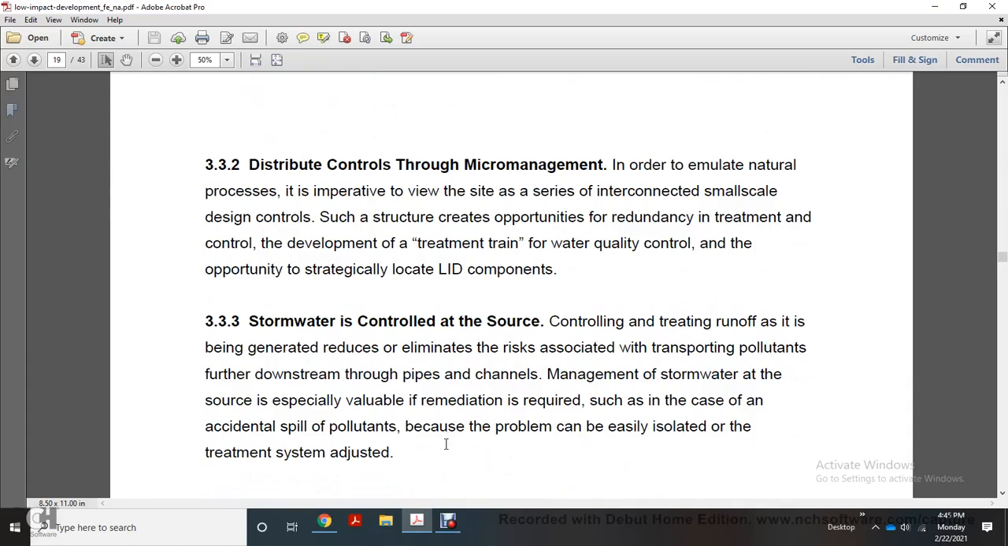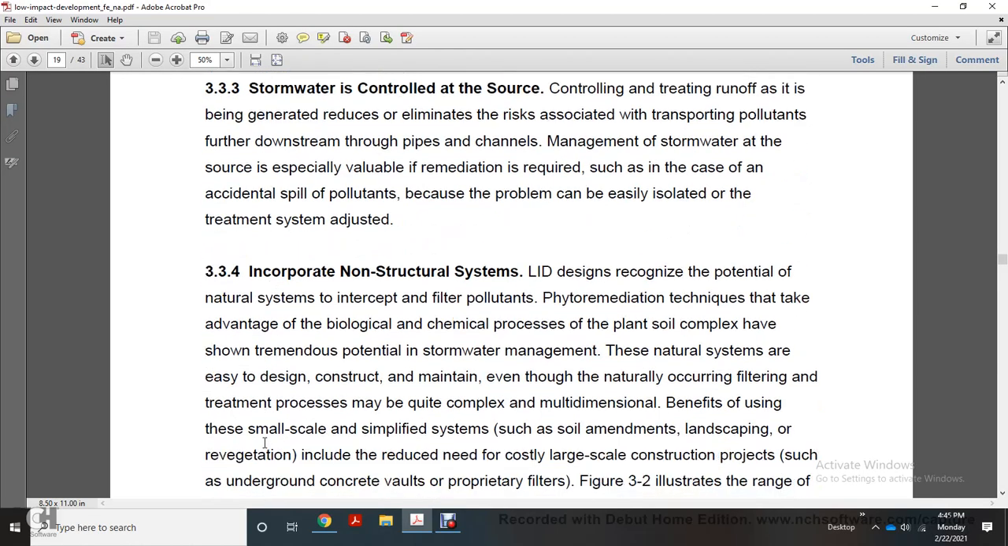Alright, stormwater is controlled at the source, controlling and treating the runoff as it is generated, to reduce or eliminate the risk associated with transporting pollutants further downstream through pipes and channels. Management of the storm at the source is especially valuable if remediation is required, such as in the case of an accidental spill of pollutants, because the problem can be easily isolated while the treatment system is adjusted.